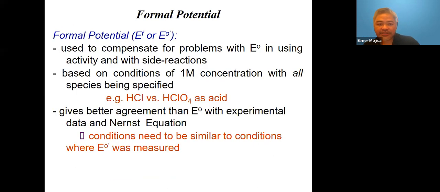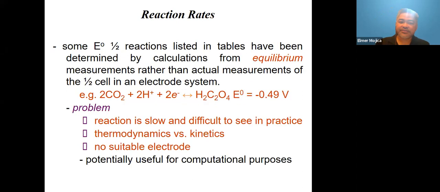Now, they also use the so-called formal potential. This is just to compensate for problems with cell potential in using activity and with side reactions. So based on the conditions of 1 molar concentration with all species being specified, like HCl versus perchloric acid as the acid, the formal potential will give better agreement than the cell potential with experimental data and the Nernst equation. So the conditions need to be similar to the conditions where the cell potential is measured. And also you have to consider the reaction rates.